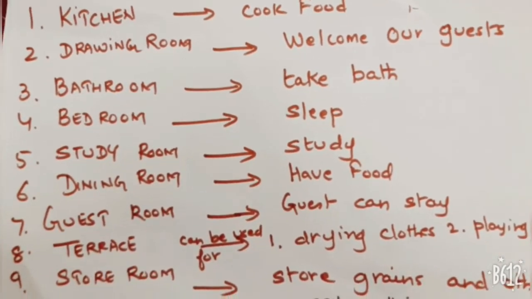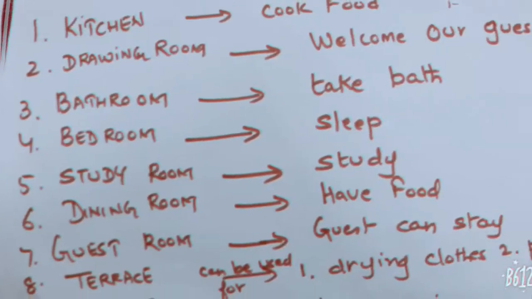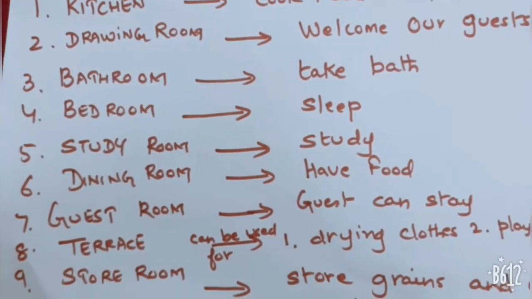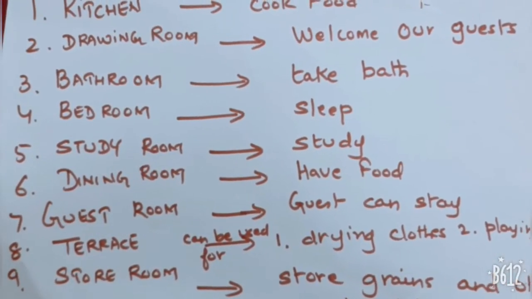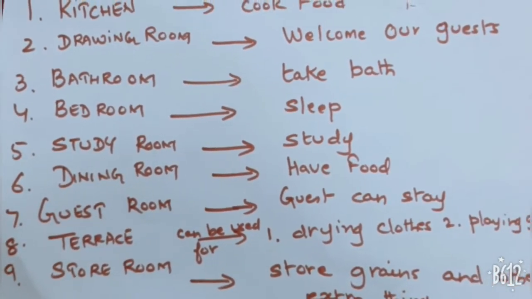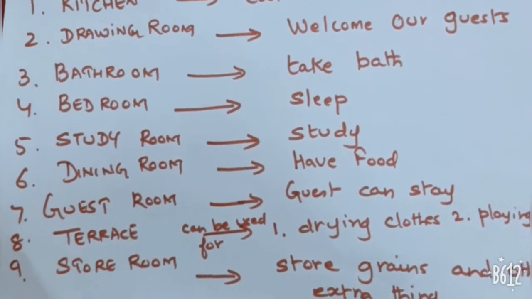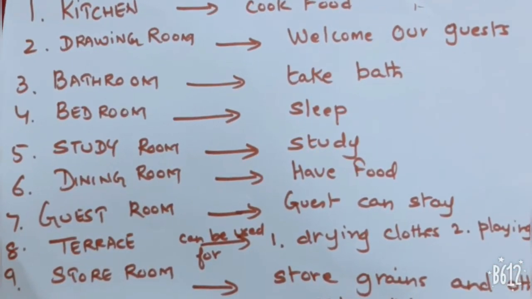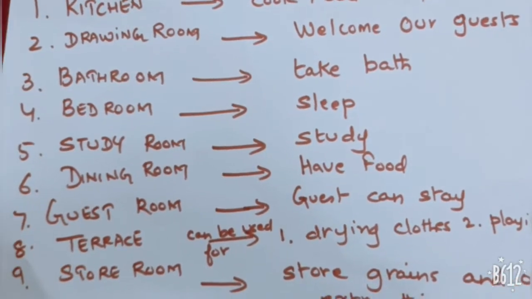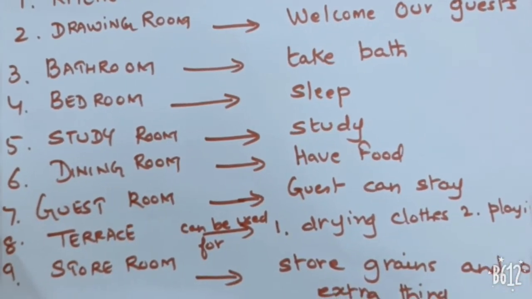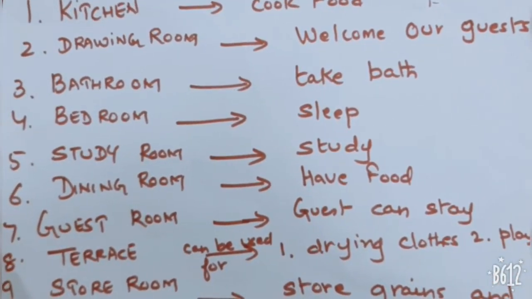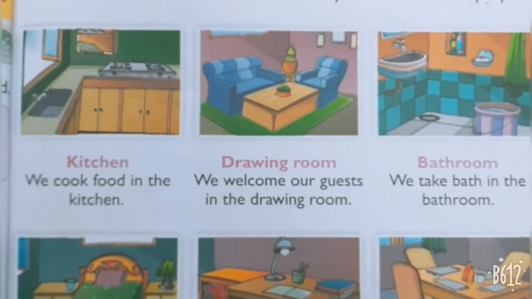Let's see. Number 1, kitchen. 2, drawing room. 3, bathroom. 4th, bedroom. Then 5th, study room. Then dining room. 7th, guest room, terrace. And number 9, storeroom. Now children, on page number 31 in the book you can see the pictures of these different rooms, and you will also see what we do in each room and how we use these rooms.